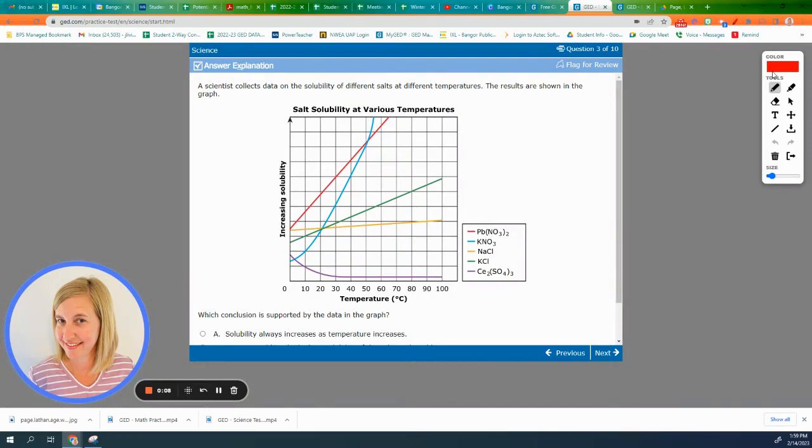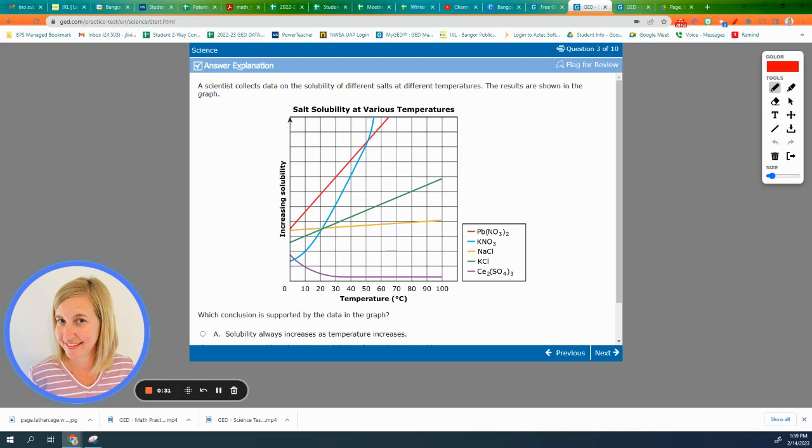And today we're going to be looking at question number 3. For question number 3, we have a graph here of salt solubility at various temperatures. So let's take a look at the explanation at the top. A scientist collects data on the solubility of different salts at different temperatures. The results are shown in the graph.